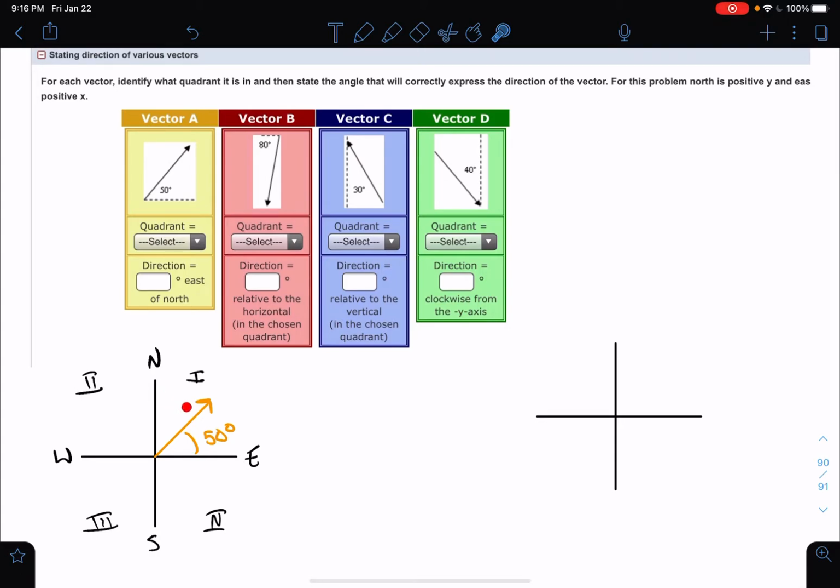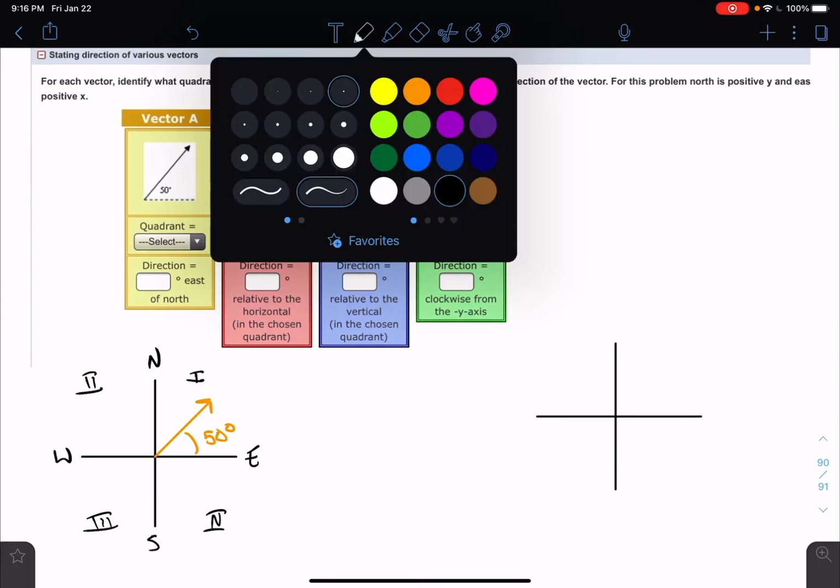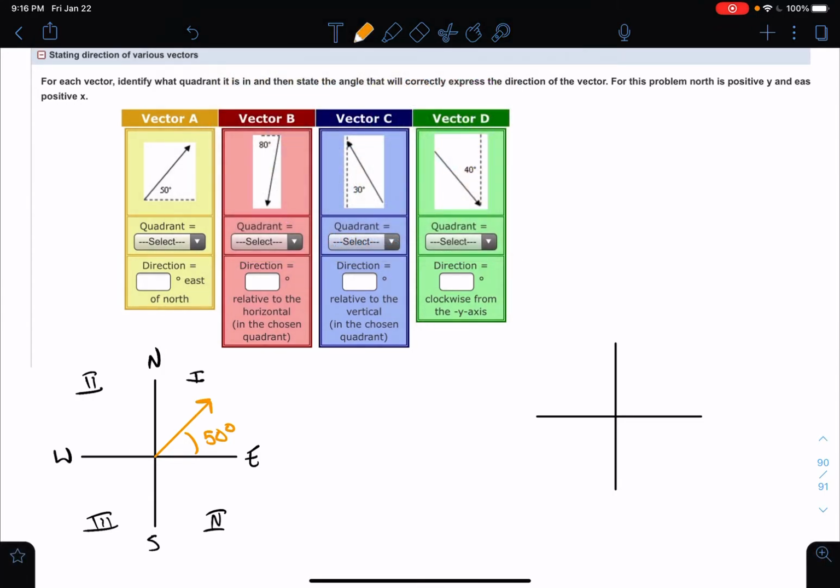And so how many degrees do I have to go? The answer, hopefully you can see, because the angle between the north axis and the east axis has to be 90. We know that our horizontal and vertical axes are perpendicular. That means this has to be 40 degrees. 40 plus 50 is 90. So this is the answer here, 40 degrees east of north.